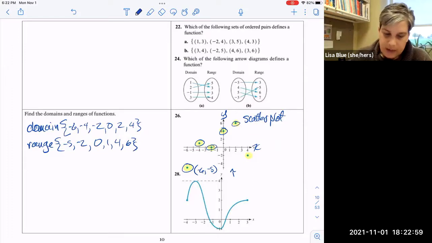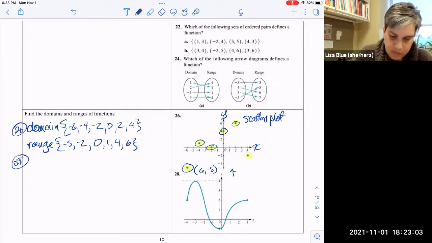Now, when you have something like 28, where we've got this continuous smooth curve, that simplifies the work a little bit because we're looking for the maximum and the minimum on both the X and the Y axes. So if we look at X, we see the smallest value of X, all right?